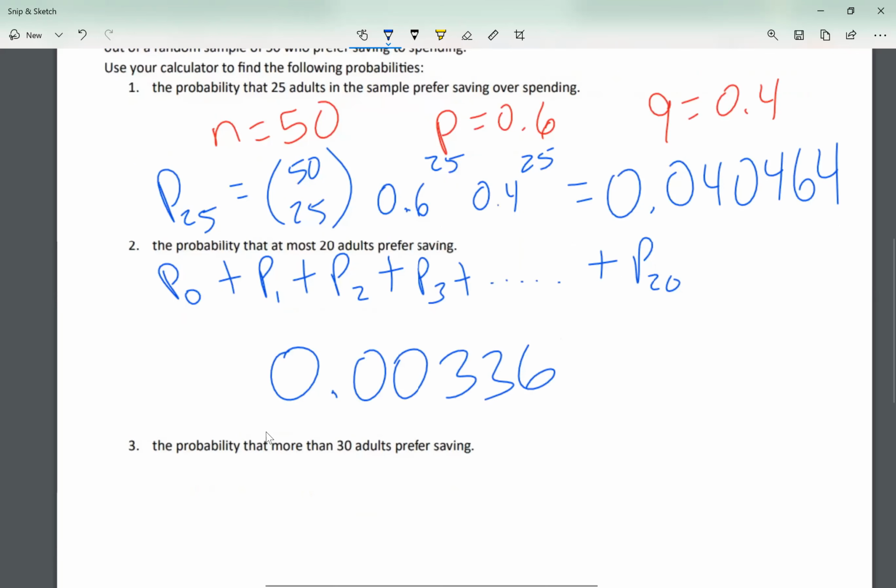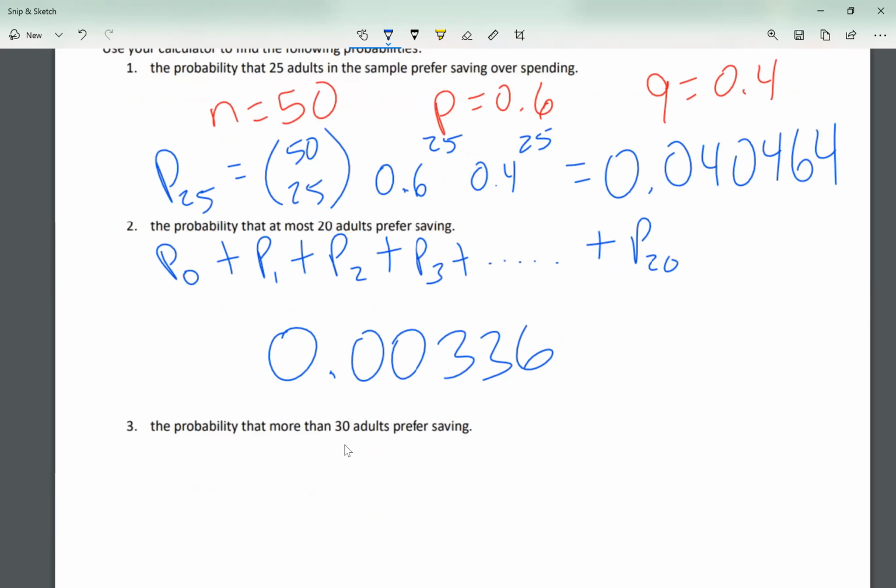Let's take a look here. The probability that more than 30 adults prefer savings. Okay, what does that mean? More than 30. So I want to know the probability of 31 plus the probability of 32 plus the probability of 33, all the way to the probability of 50, because remember, there are 50 people in our study. Doing this by hand, pretty insane. Doing this with Excel, let's take it out.